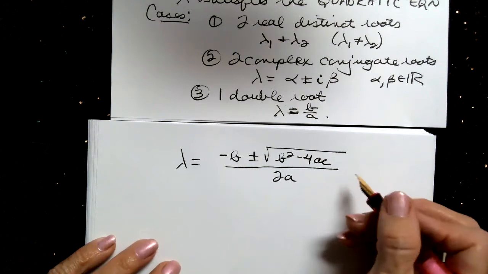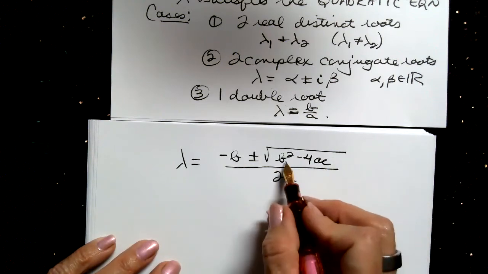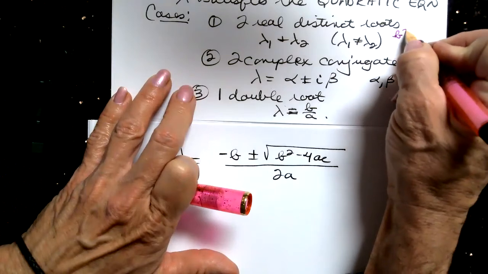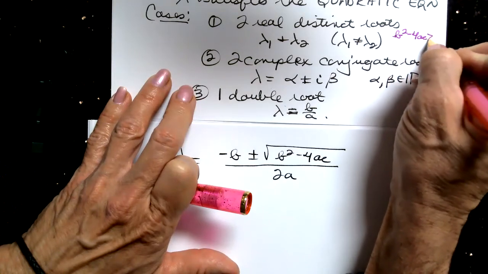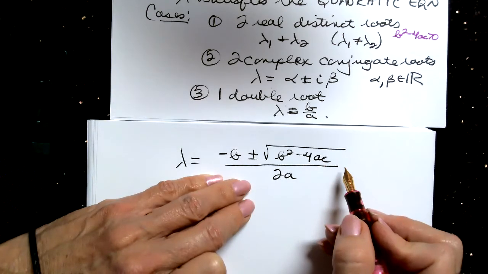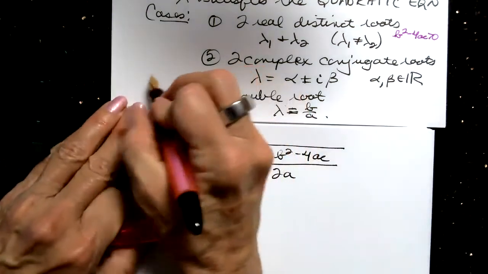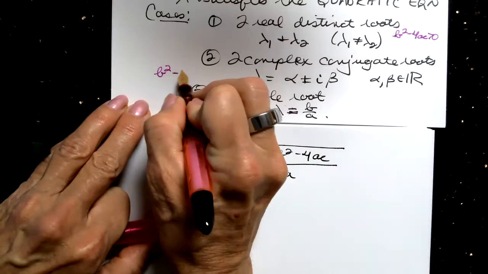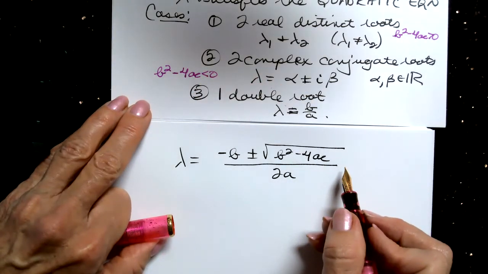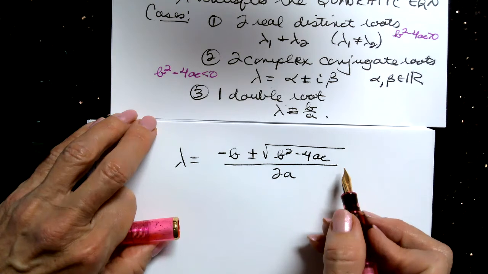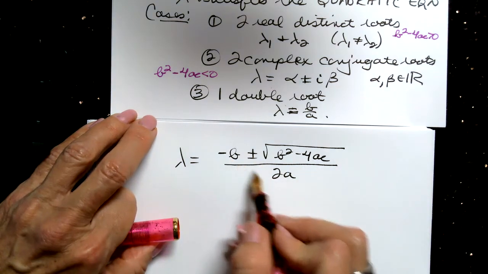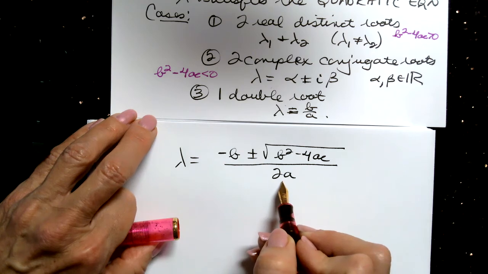So if the discriminant is greater than 0, that is b² - 4ac > 0, that corresponds to case 1. And if b² - 4ac is negative, that corresponds to case 2, because then you have a negative number underneath the square root sign, so you get complex roots. And you can see exactly what α is. α is -b over 2a.